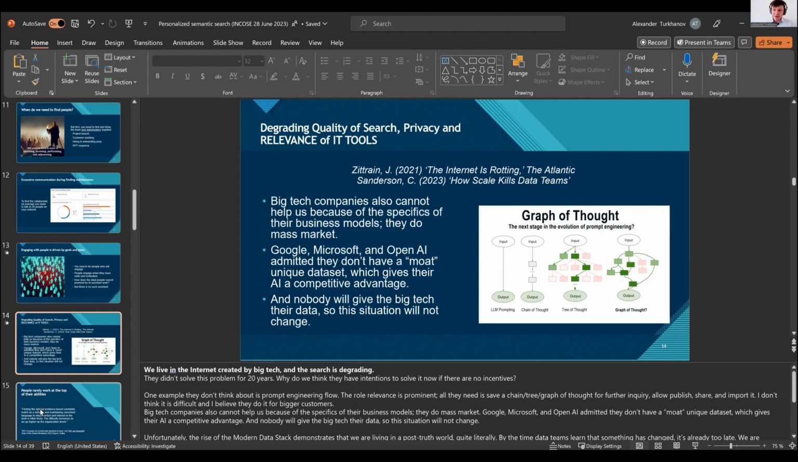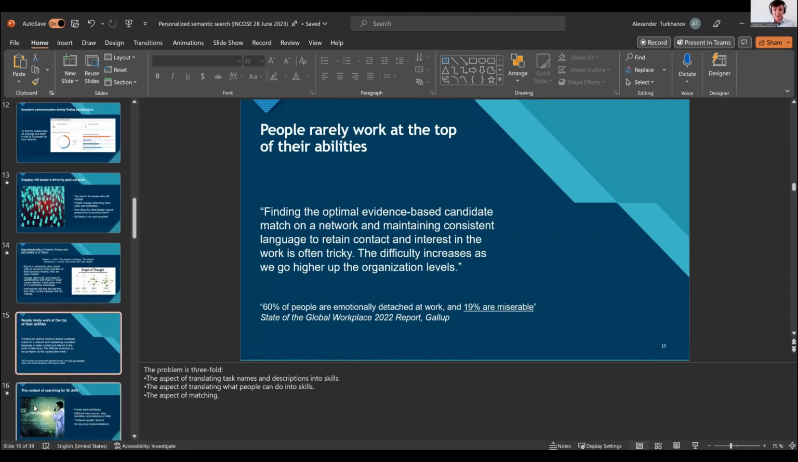And also, even if they would like to build that, they still don't have data sets to improve the quality of search. I want to find people with a skill specific to my industry, my company, even my department, but Microsoft doesn't have the data set for this task. And nobody will provide it. So all they can offer us is prompt engineering. That's basically it. And prompt engineering is too time consuming to solve this task.